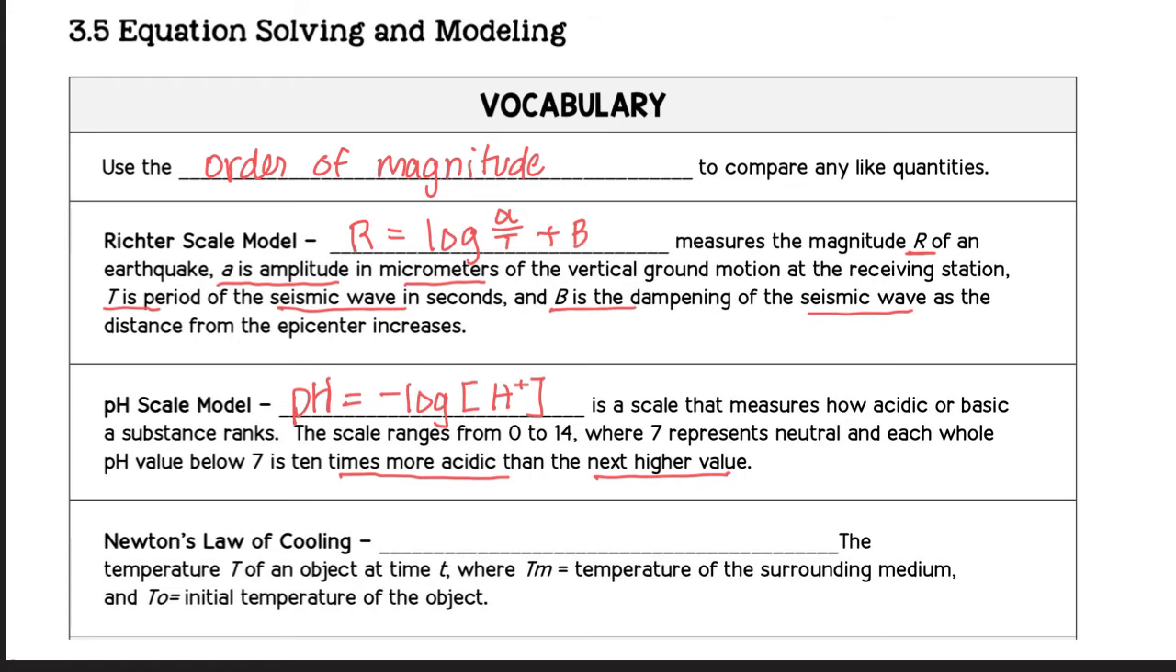And then Newton's law of cooling, that's going to be T at t is equal to T sub m plus T sub 0 minus T sub m, times e to the negative k times t. So here are some formulas that do use your logarithms, and we're going to implement those in with some of these modelings that we're going to see.